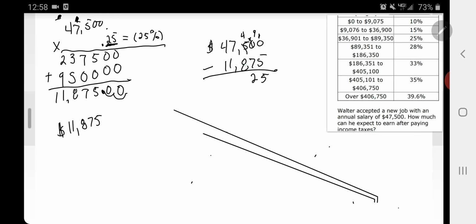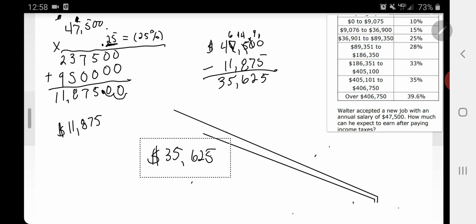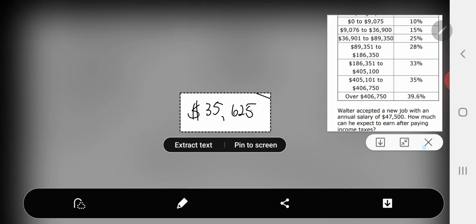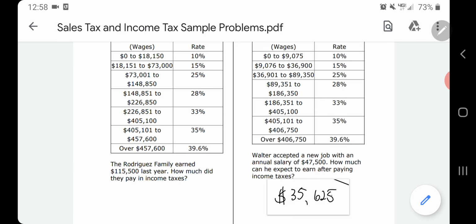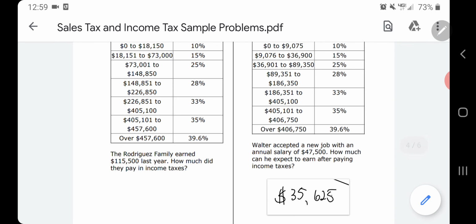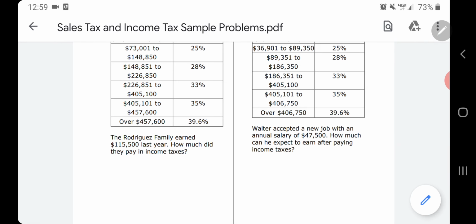4 minus 8, we can't do that since 8 is bigger than 4, so we're going to borrow from the 7. Then we take 14 minus 8, and we get 6. 6 minus 1 is 5. And lastly, 4 minus 1 is 3. So he could expect to make about $35,625 after he pays the income taxes. So there's our answer right there. All right, next problem.